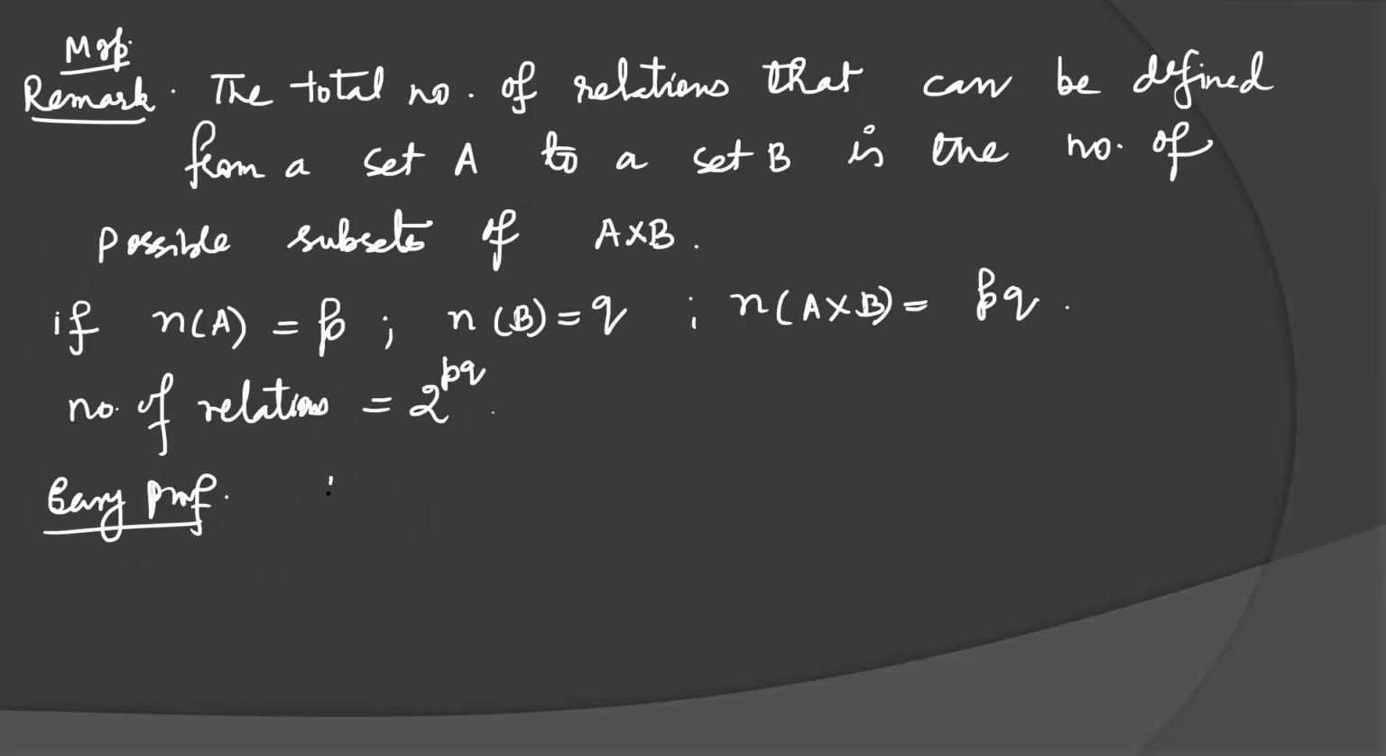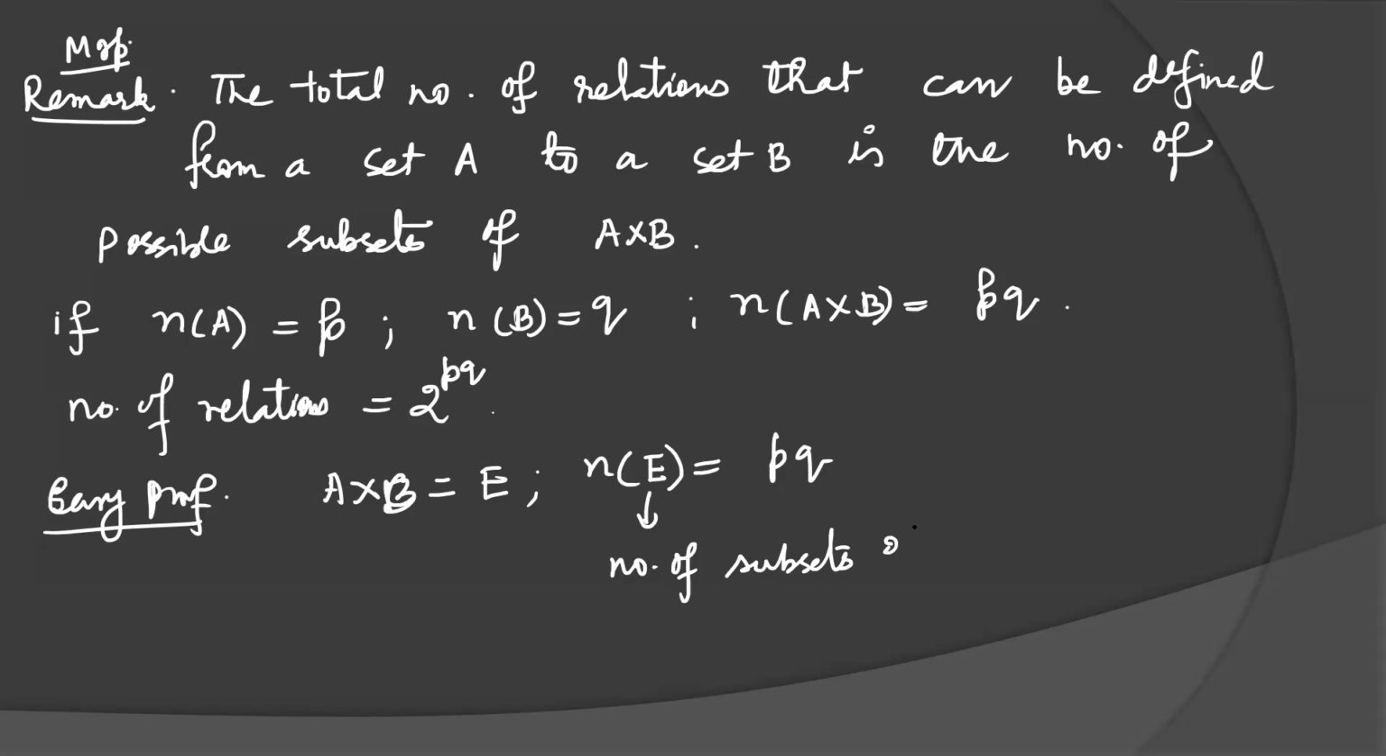You have a new set A cross B. Call it E. So the number of elements in set E is now PQ. So if we count the number of subsets of set E, I told you the number of subsets of any set is 2 to the power of the cardinality of the set. This is the definition of the number of subsets. Here the set is E, where E is equal to A cross B.